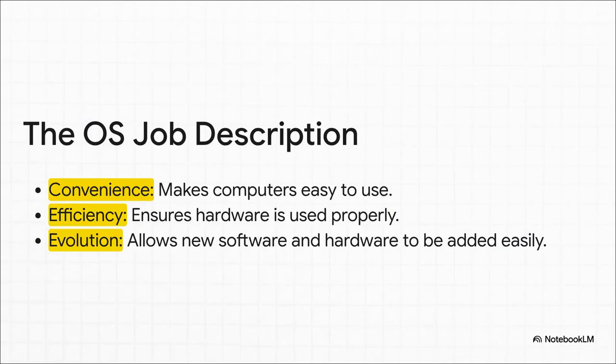So if we were to write a job description for this manager, it would really boil down to three main goals. First, convenience. Its number one job is to make the computer easy for us to use. Second, efficiency. It has to make sure all that powerful hardware is being used smartly with nothing going to waste. And third, and this is a big one, evolution. It has to be built in a way that lets us easily add new software and hardware down the road.